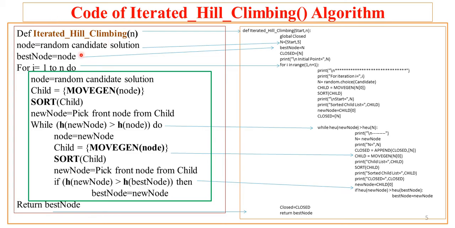Now this iterated hill climbing code transformation is very simple. We have a function called iterated_hill_climbing, and in this we are using the closed list, which is the global element, so we have to use global closed. Now here our search starts with a random candidate solution, but in our case we'll start with the given start node. This algorithm also takes an n value, which is the number of iterations to be followed by this algorithm, given as the argument. So our algorithm takes two arguments: the start node from where to start, and the number of iterations.